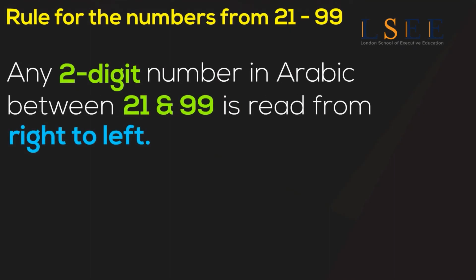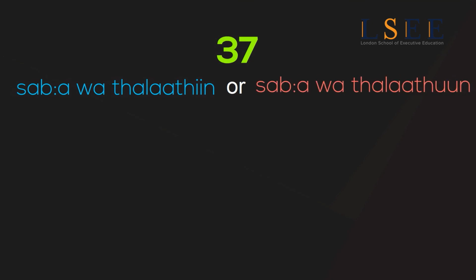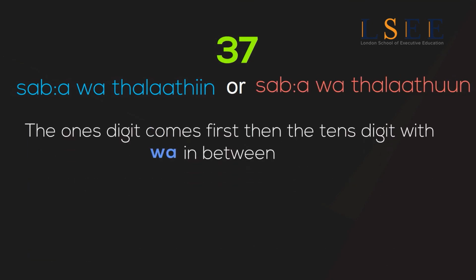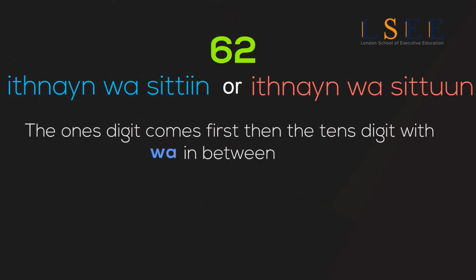Any two-digit number in Arabic between 21 and 99 is read from right to left. This means we read the number at the right first and then the one at the left, separated by wa, which means and. Let's take this example. 37 in Arabic is سبعة وثلاثين or سبعة وثلاثون. 62 is اثنين وستين or اثنين وستون. The ones digit comes first, then the tens digit with wa in between.